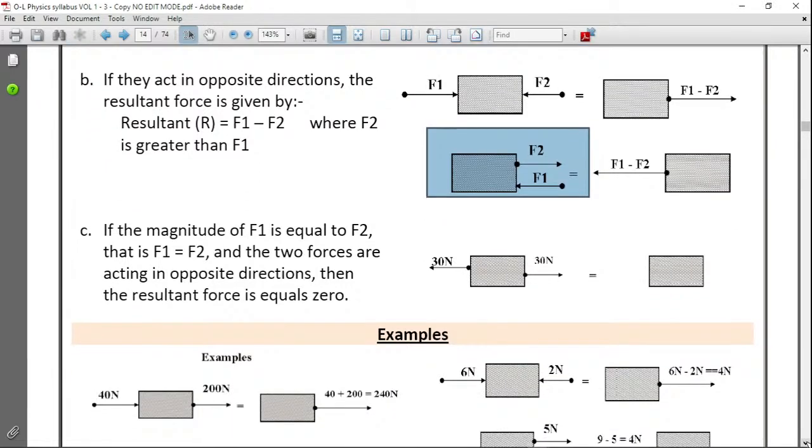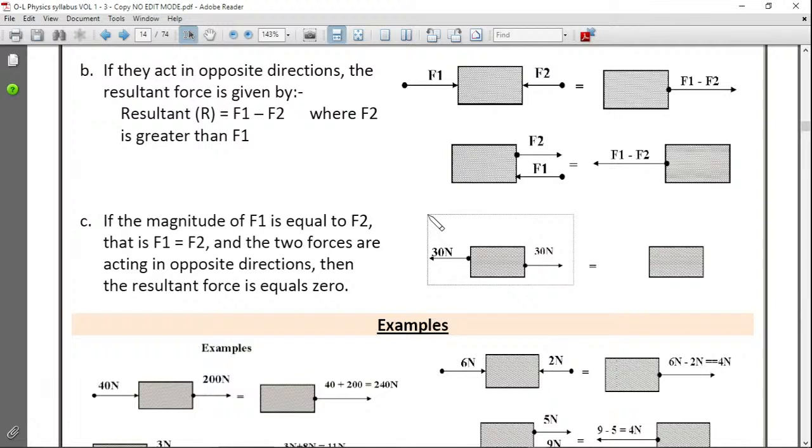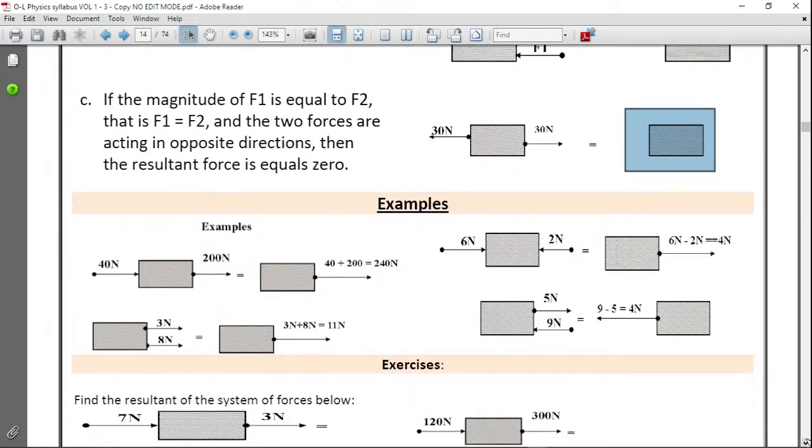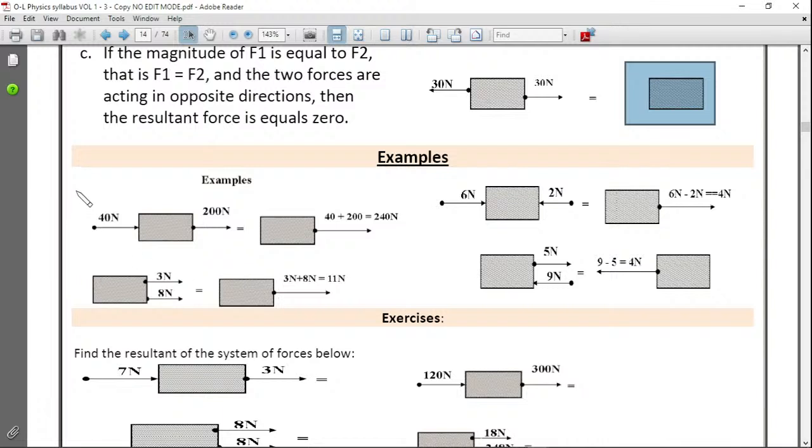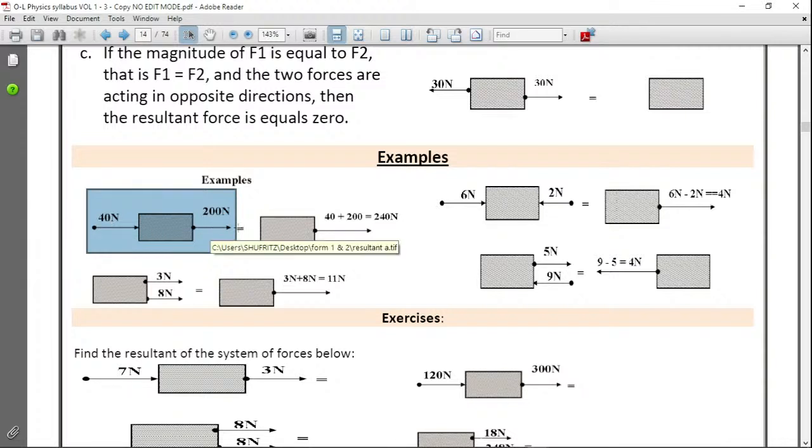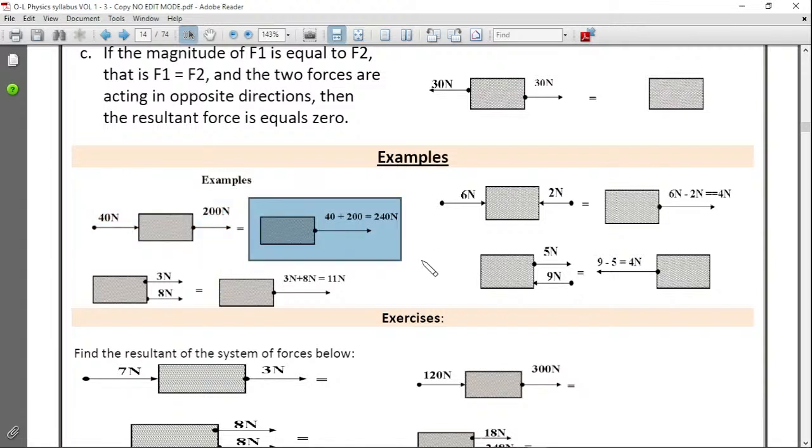Now, if the two forces act in opposite directions and have the same magnitude, look at this case. They act in opposite directions, the magnitude is the same, then the resultant force will be 0 because the object will not move. Let us look at some calculations, some examples. Here we have these 40 newtons and this 200 newtons acting on this object. This 200 newtons is greater than these 40 newtons. But what about their directions? Directions are the same. They're all acting towards the right. So the resultant is the sum. We have 40 plus 200, which is 240.